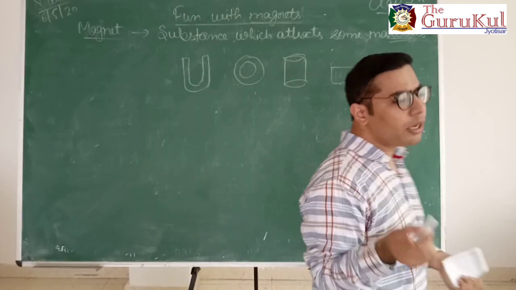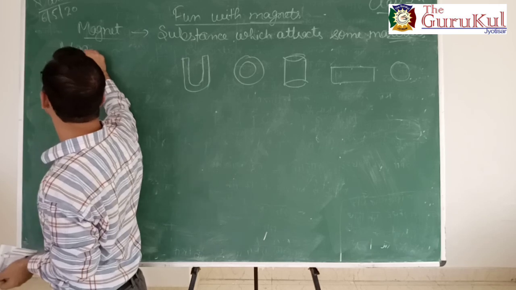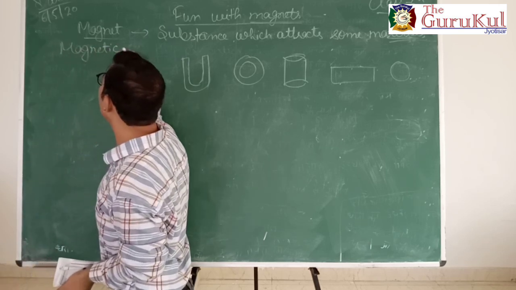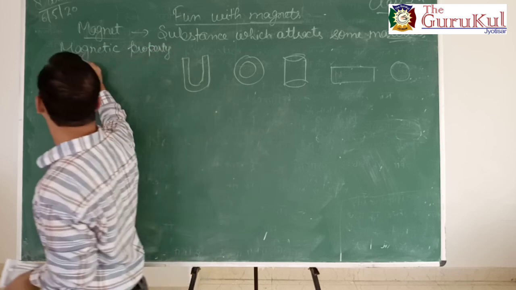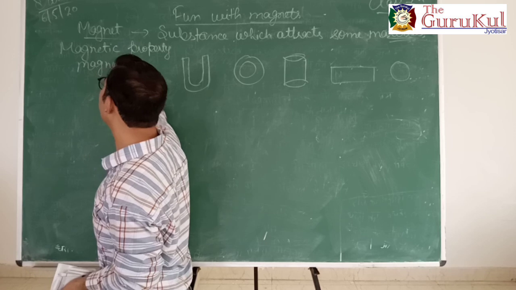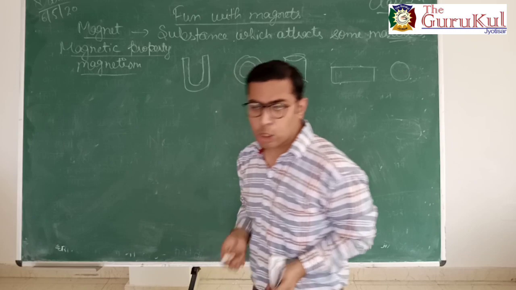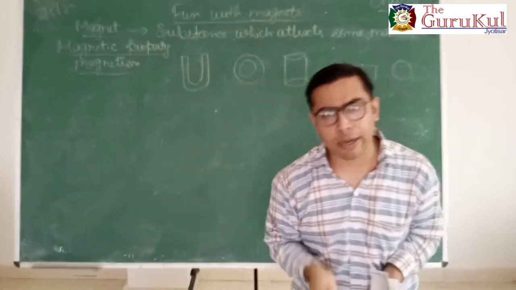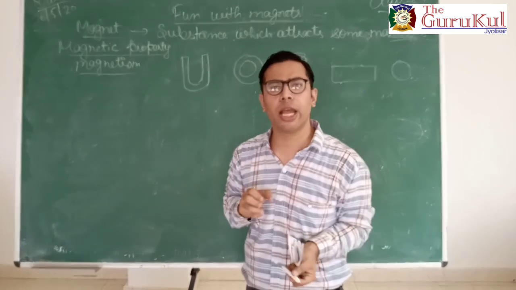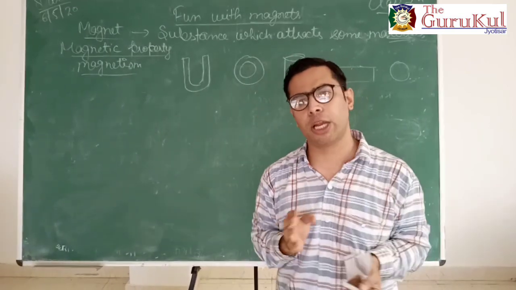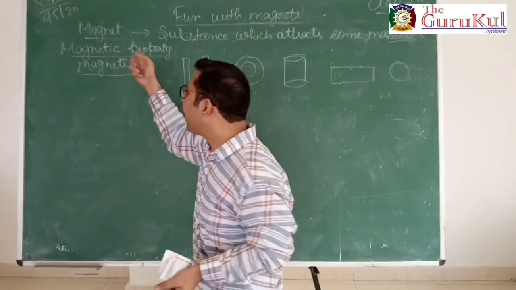Now magnets have a property that is known as magnetic property or magnetism. The question is, what is magnetism or magnetic property? The property of any magnet, by virtue of which it either strongly attracts any object or strongly repels any object or any magnet, is known as magnetic property or magnetism.